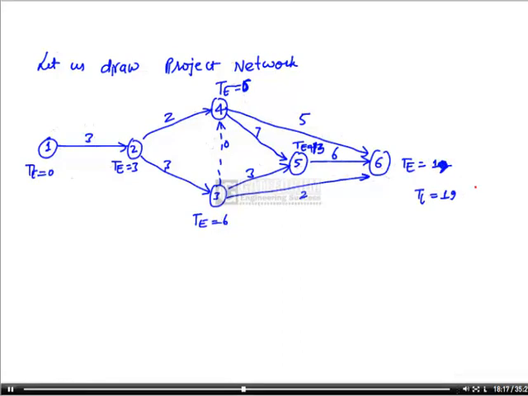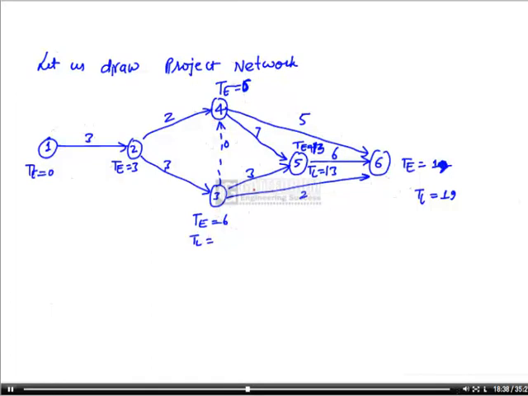Now we'll go for back calculation. So first we'll come to 5. This part TL will be 19 minus 6. This will be 13. Now I'll come here. This will be the minimum of these two: 13 minus 3 and 19 minus 2. So this is 17 and one is coming 10.